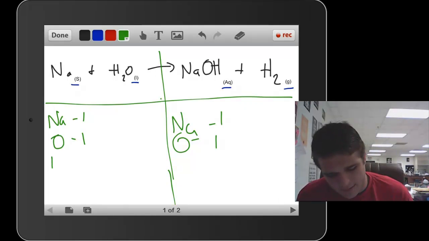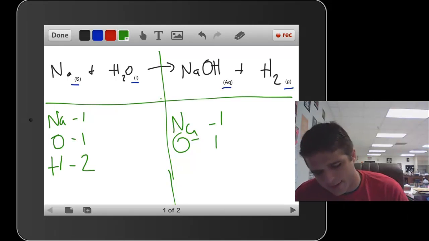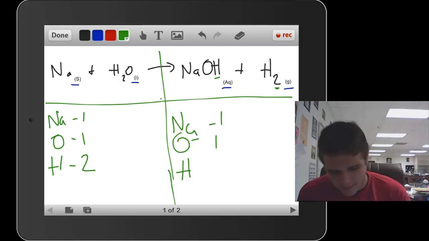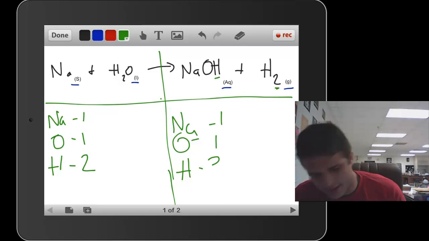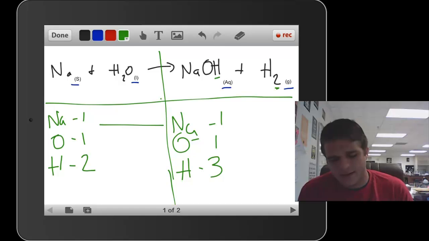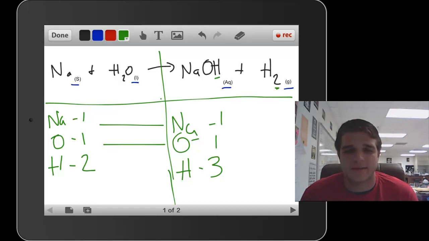On the left side of the equation, we have 2 hydrogens. On the right side of the equation, we have 1 hydrogen here and 2 here, okay? So that indicates that we have 3 hydrogens. Now, as you can see, the sodium's okay, the oxygen's okay, but the hydrogen is unbalanced. Now, how can we help that out?